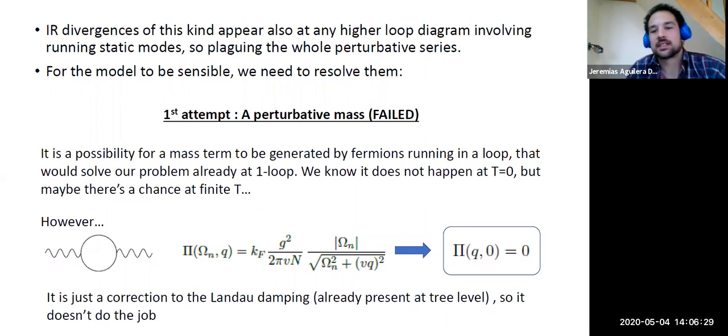So let me just briefly, to put you in context, comment about some failed attempts. The first one is the more obvious one. Maybe the fermions induce a mass at finite temperature. We know that they don't induce a mass at zero temperature, but maybe at finite T it happens. But of course, as I have said before, the fermions only contribute to a subleading correction to Landau damping. So they don't do the job, at least perturbatively.